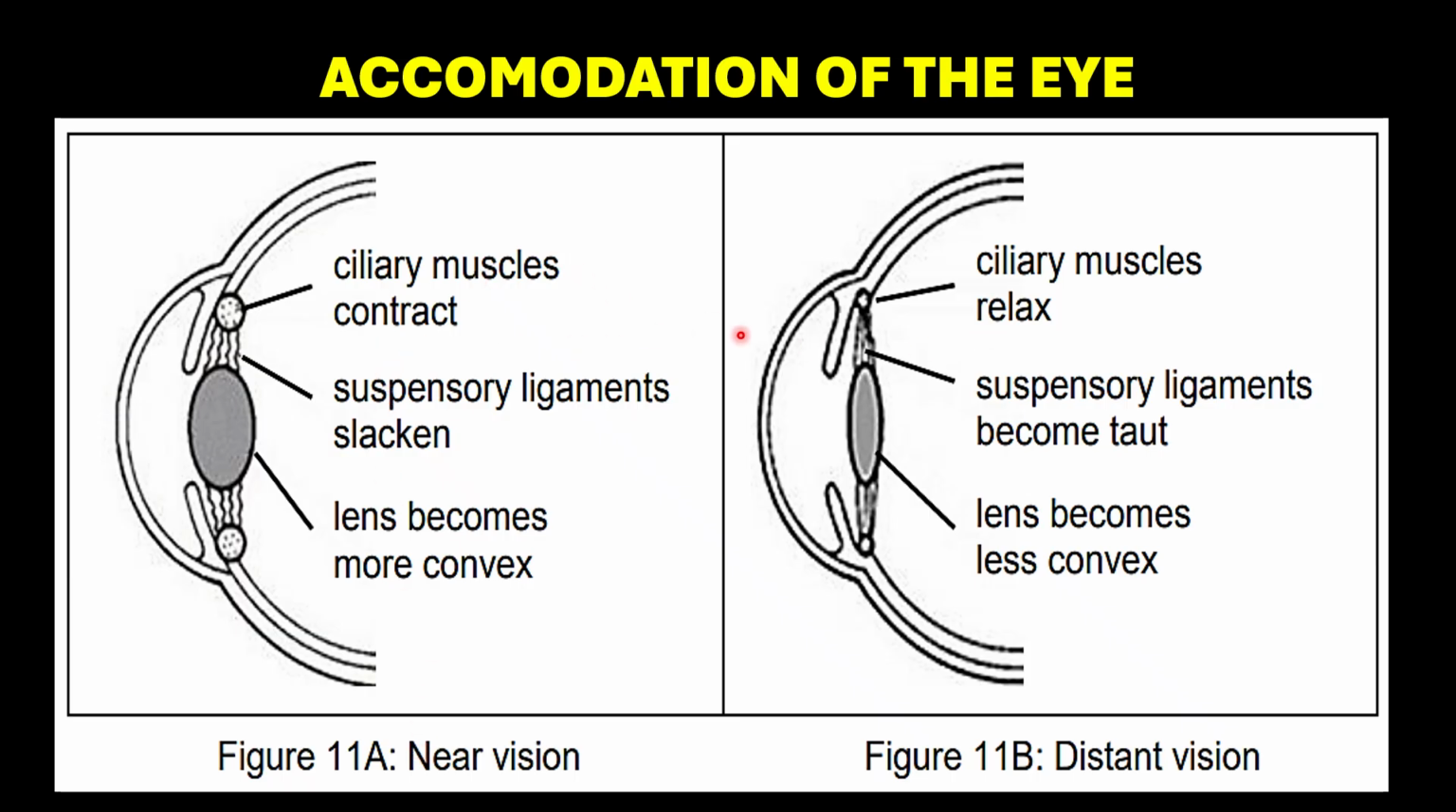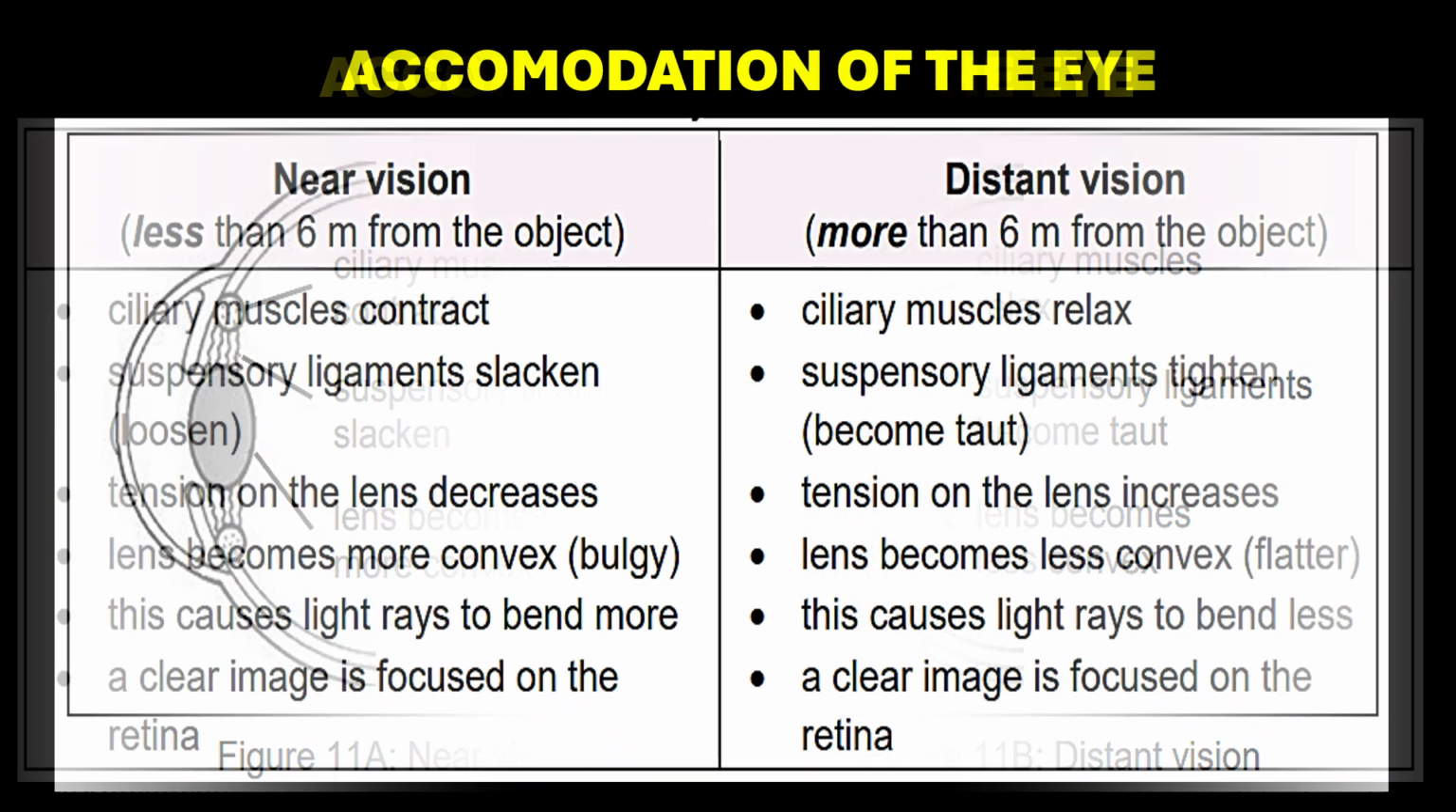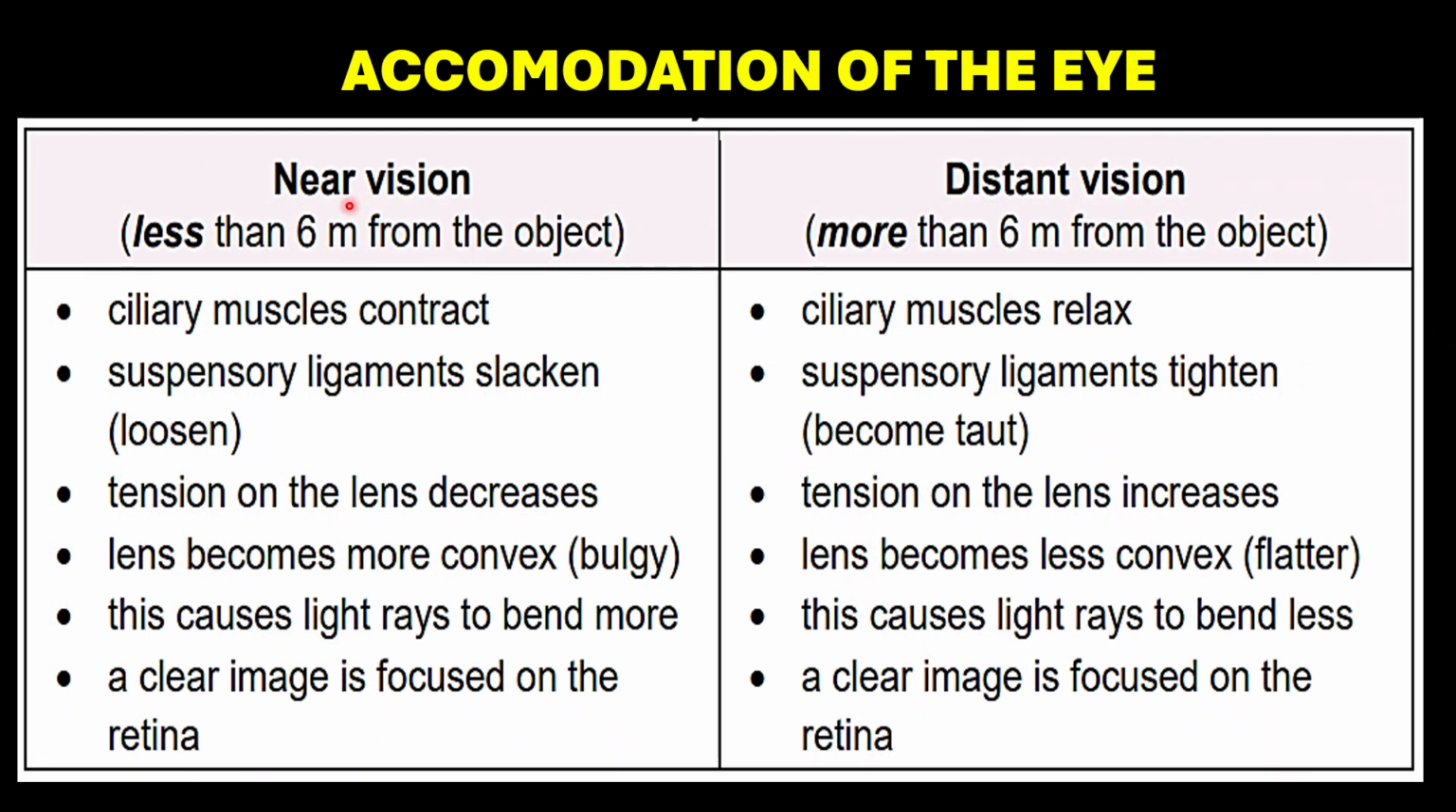Once these changes occur within these main parts of the eye, the person will be able to see clearly, whether near vision or distant vision. There are other details when it comes to accommodation of near objects. Near objects refer to objects that are less than 6 meters away. Distant objects refer to objects that are more than 6 meters away. Everything under near vision is directly opposite to the events taking place under distant vision. The structures remain the same. Ciliary muscle is here, ciliary muscle is here. Suspensory ligament is here, same thing is here. Lens is here, lens is here.